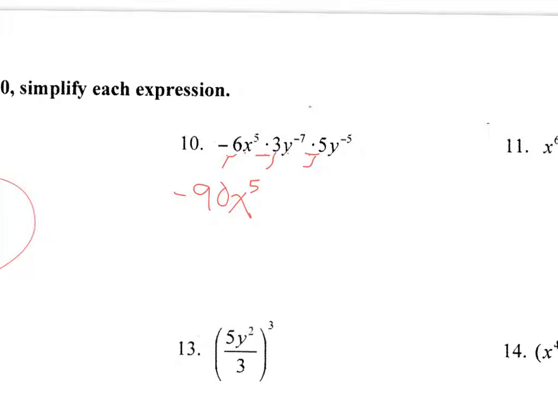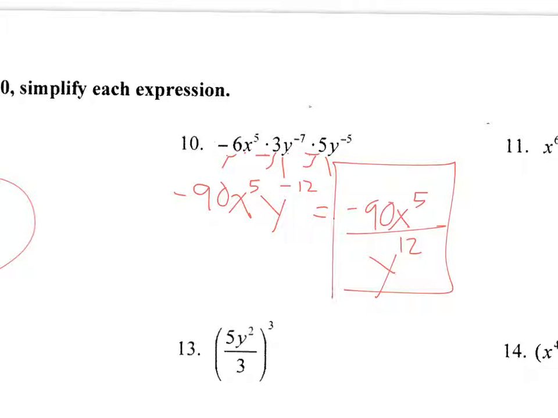Then I work with my y's. Y to the negative 7th, y to the negative 5th. I add exponents to get y to the negative 12th. Do I flip negative 90? No, keep it, it's fine. Negative 90x to the 5th, but the y to the 12th does have to flip to the bottom. There we go.